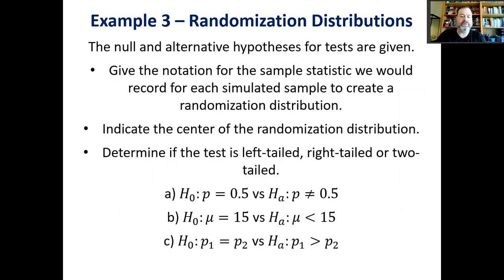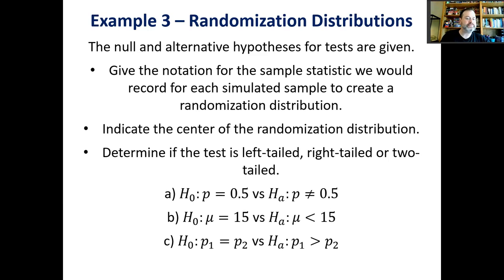All right, so in this example, we're just going to go over what you need to do before you do StatKey. Then I'm going to show you an example with StatKey fully worked through. And then in a separate video, I will go back and generate all of these, okay? So the null and alternative hypotheses for tests are given. Give the notation for the sample statistic we would record for each simulated sample to create a randomization distribution. Indicate the center of the randomization distribution and determine if the test is left-tailed, right-tailed, or two-tailed. So this is all stuff you have to know before you do StatKey. The only thing we use StatKey for is to get the p-value. Or you can count dots by hand, but you might as well just have StatKey do it for us.